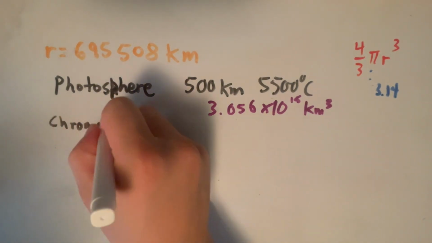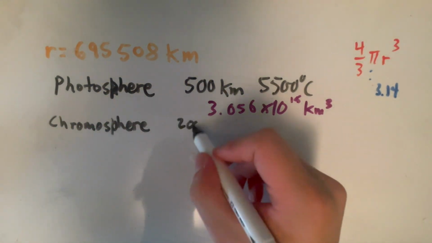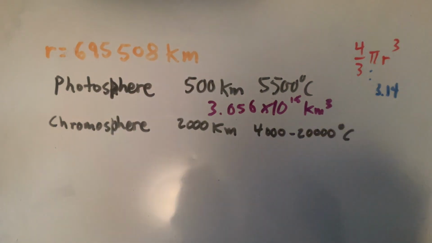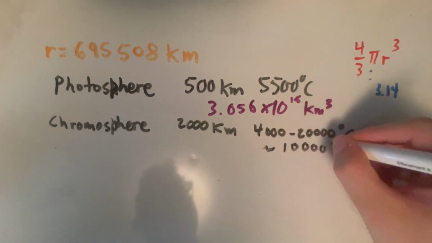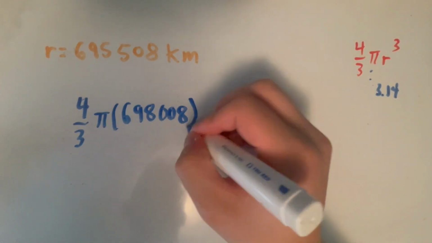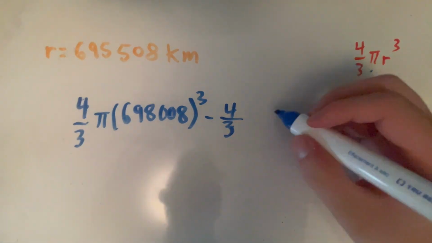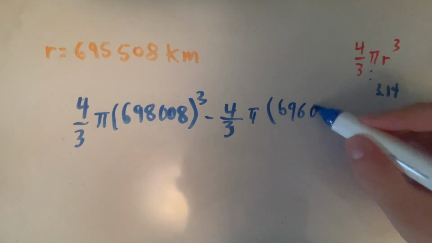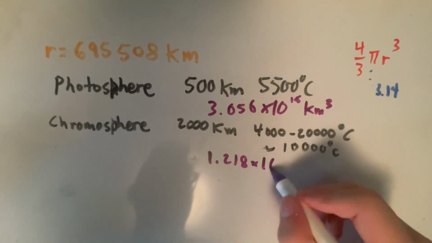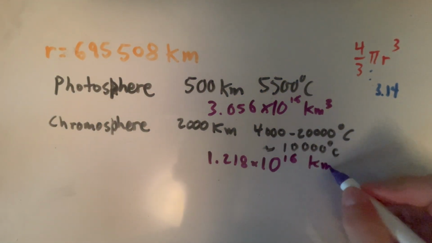For the chromosphere, it has a thickness of 2,000 kilometers and ranges from 4,000 degrees to 20,000. So we'll say the average is around 10,000. We'll use the same process as earlier, subtracting the sun plus photosphere's volume from the sun plus photosphere plus chromosphere's volume to get 1.218 times 10 to the 16th kilometers cubed.